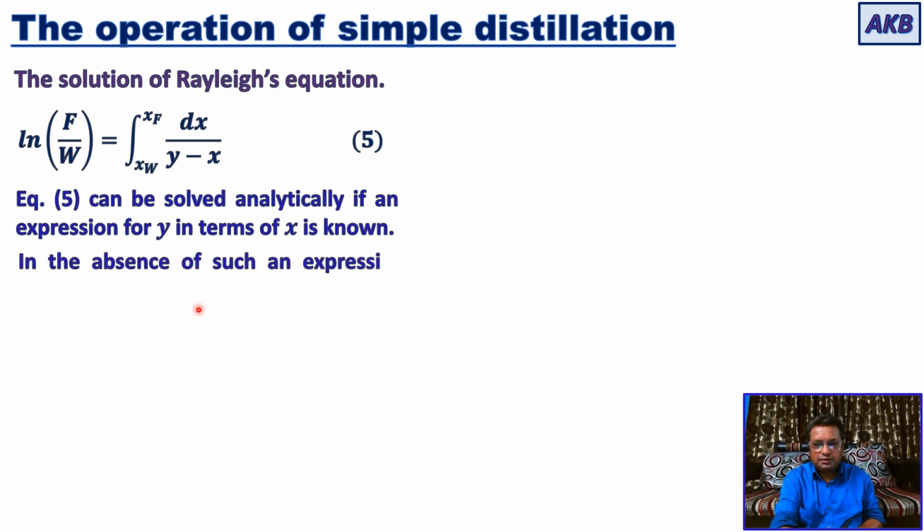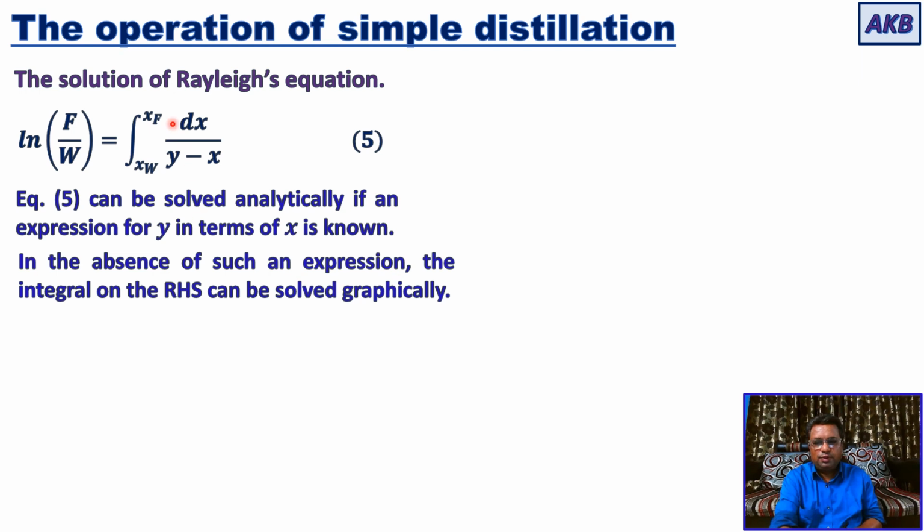If you don't know that relation, if you don't have that equation, in the absence of such an expression, what can we do? We can solve this integral. You can solve it graphically. You can solve the integral on the right hand side of equation 5 graphically. So how it is done, let us understand.